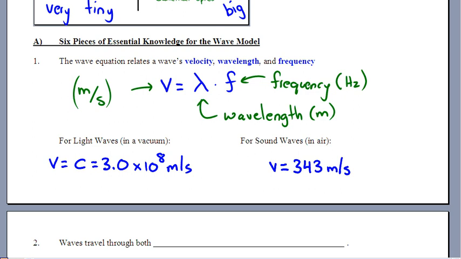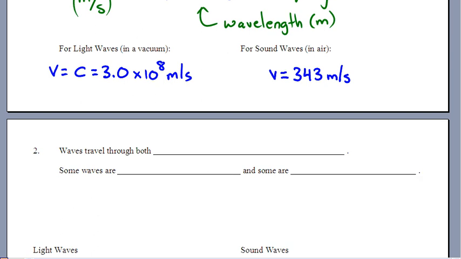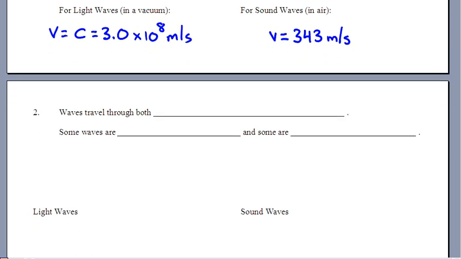Okay, next page. Again, these are just 6 pieces of essential knowledge you need in order to have some good success going through an interference unit. Waves are interesting because they have two different aspects to them, two different domains. They travel through both time, meaning that if you were to watch whatever it is that's waving, like a slinky, a split second later it looks different, things are in different positions, but it also travels through space.